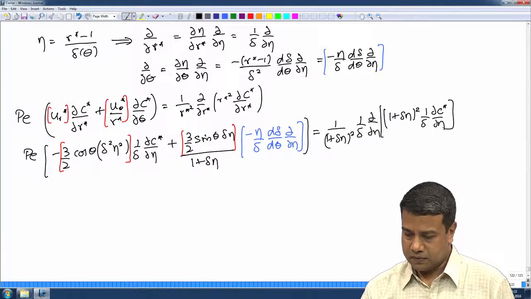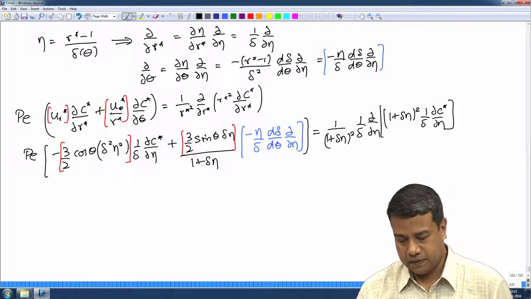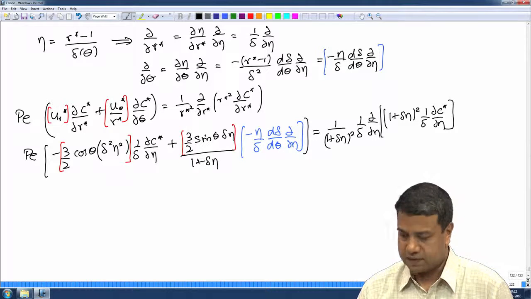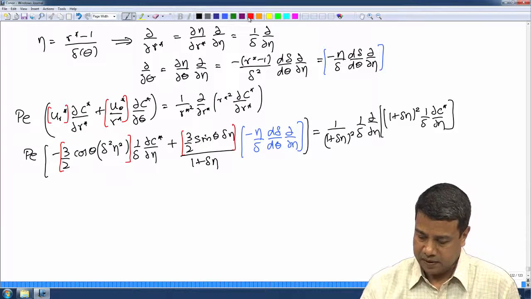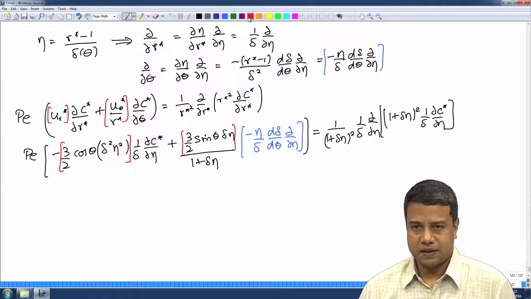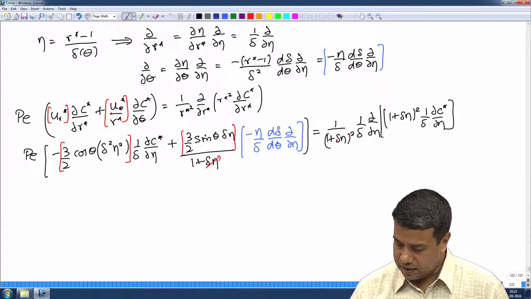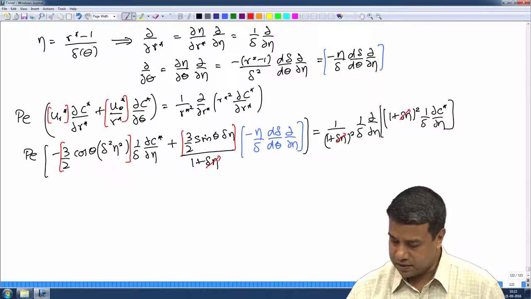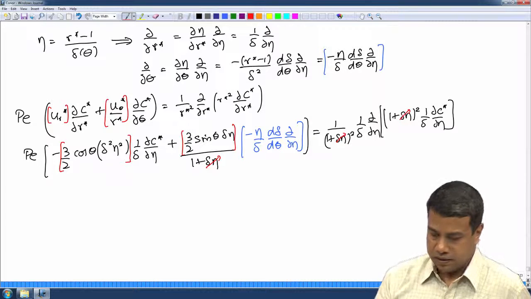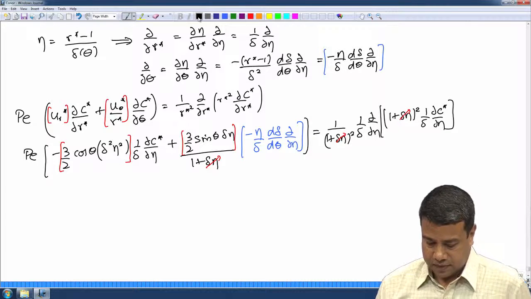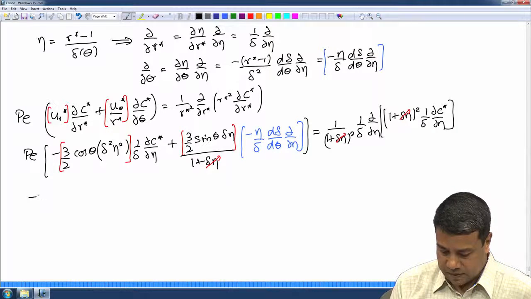Okay. 1 by r d by dr of r square dc by dr. And whenever I have 1 plus delta eta, I know that delta is small. So, I can always neglect delta in comparison to 1. Okay. And putting it all together, I will get a minus 3 by 2 Peclet number.